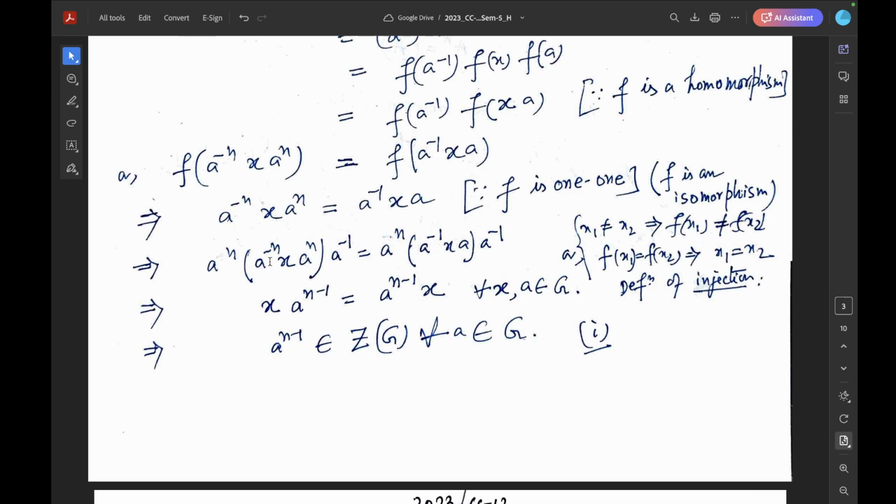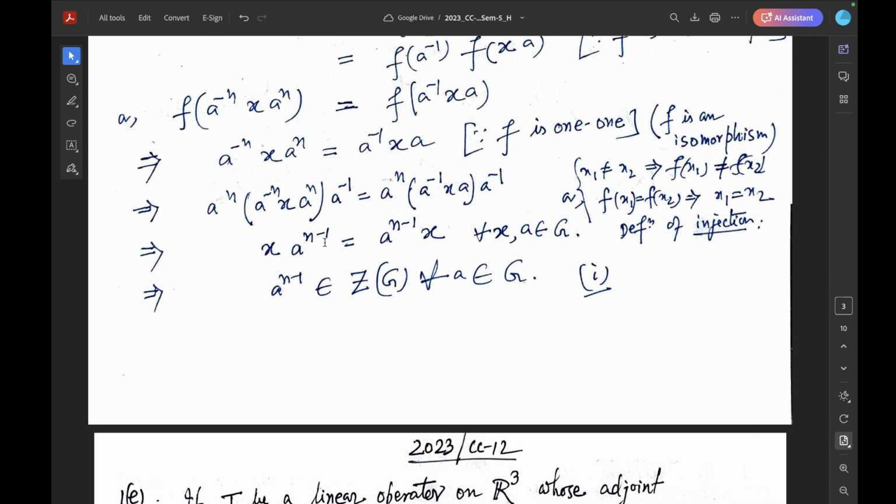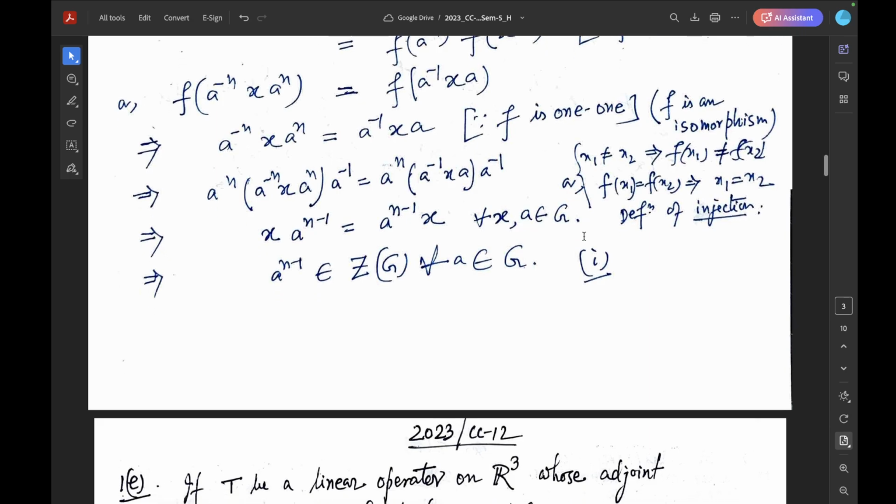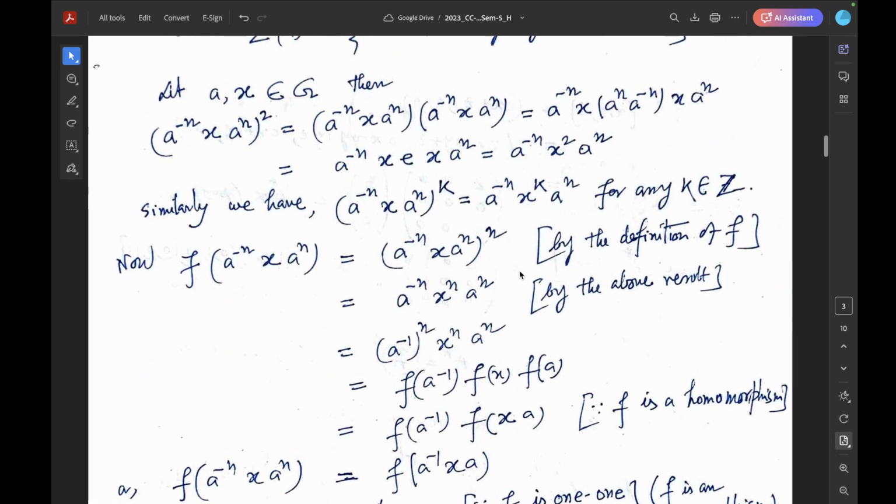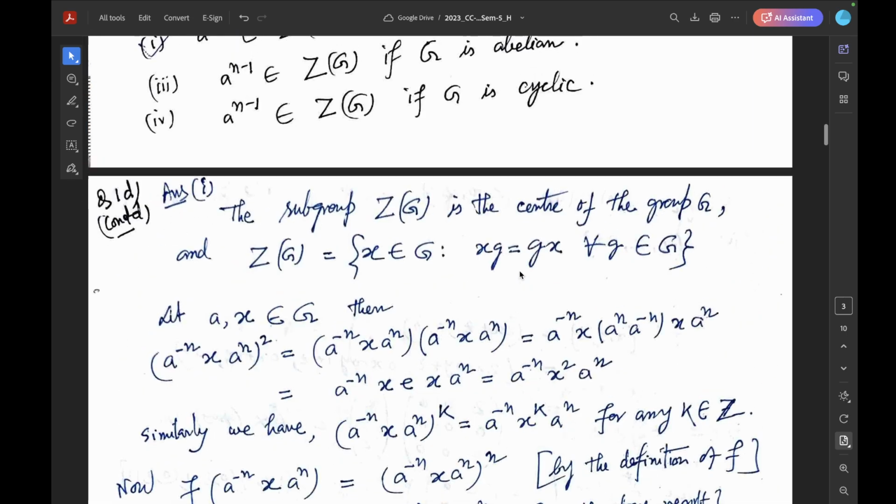and this a to the power n, a to the power minus n, so this is e, and a to the power n, a inverse, so a to the power n minus 1, and this a and a inverse is e. So we get a x to the power n minus 1 equals a to the power n minus 1 x for all x, a belonging to G, and then a to the power n minus 1 belongs to Z(G), the center of G, for all a belonging to G. So the correct option is 1.